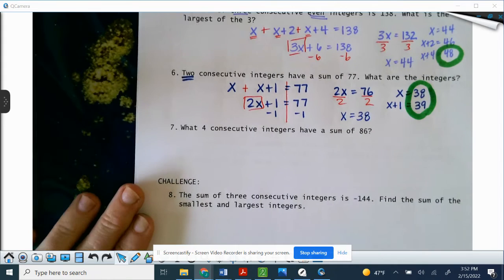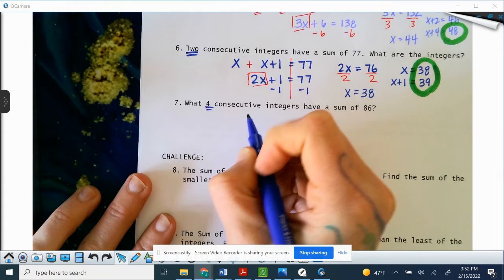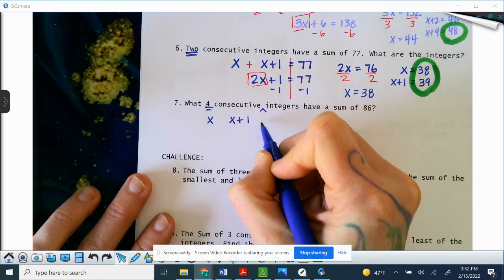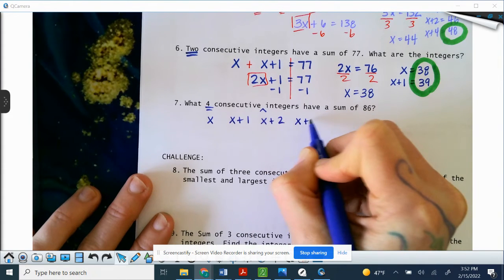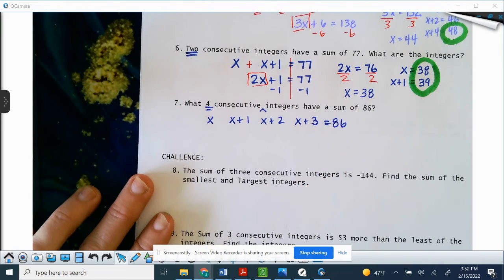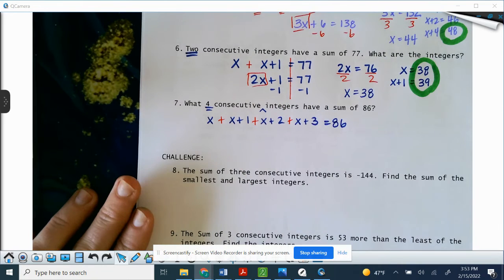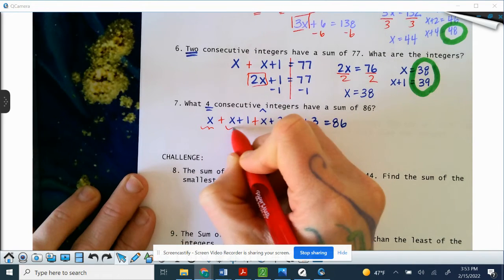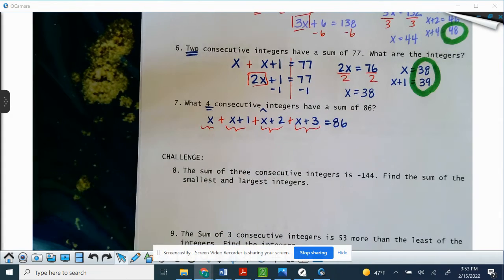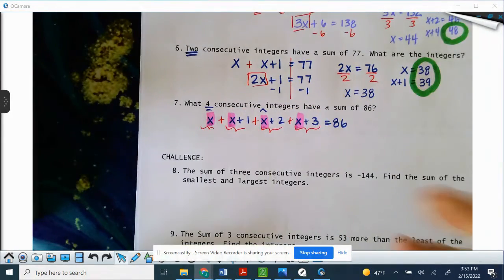What 4 consecutive integers have a sum of 86? So we have 4. It says consecutive. There's no odd or even. So we're going to do x, x plus 1, x plus 2, x plus 3, because that's 1, 2, 3, 4, equals 86. And they said they had a sum, so all 4 of them are added together. Now we're going to combine our like terms. So we have 4 x's this time. 1, 2, 3, 4. So 4x.